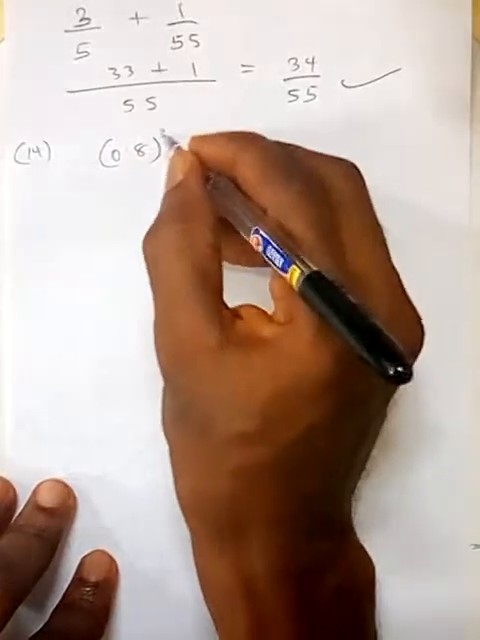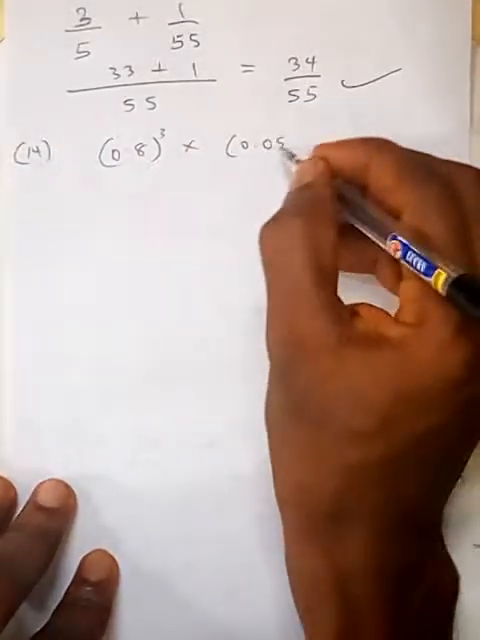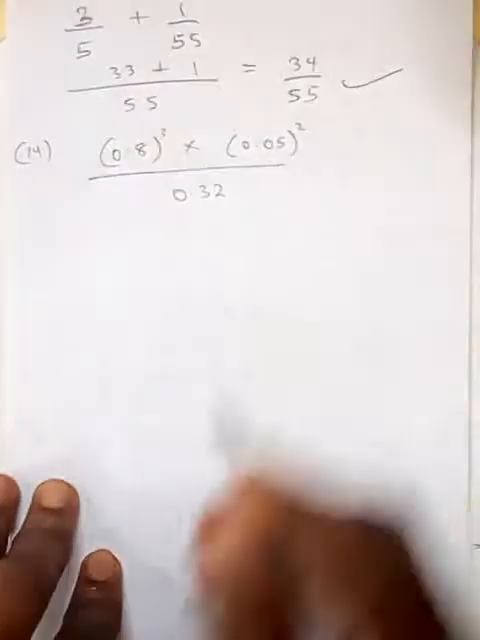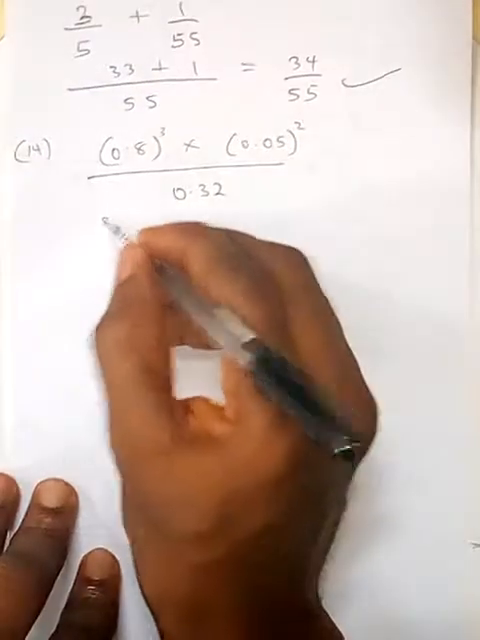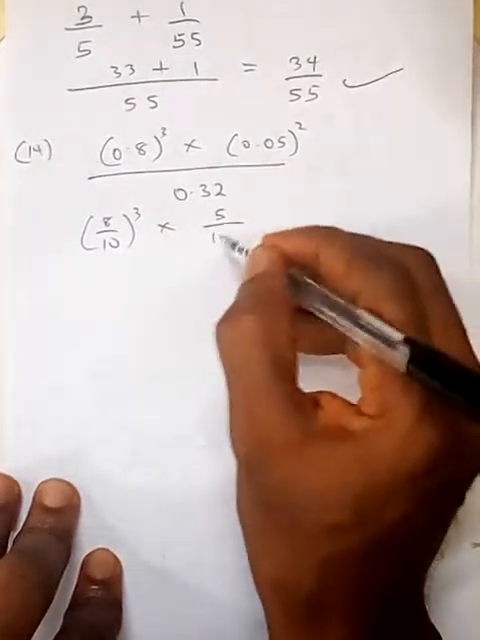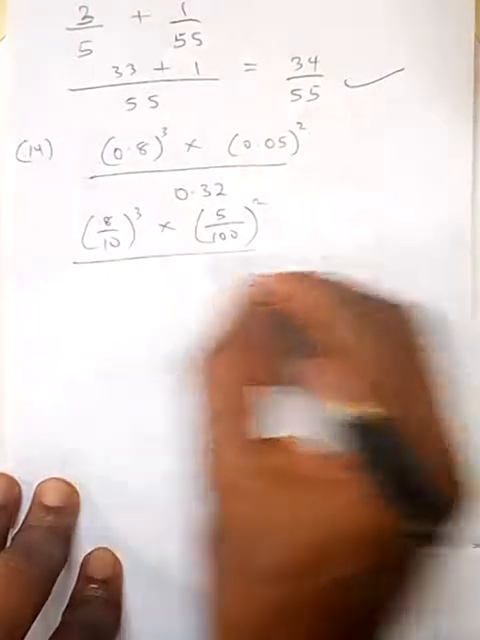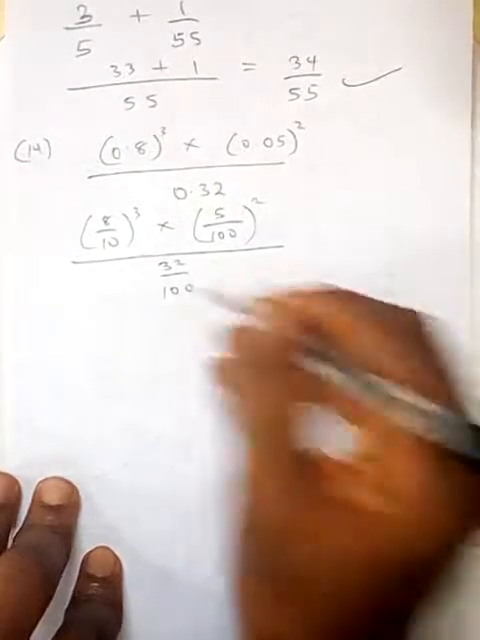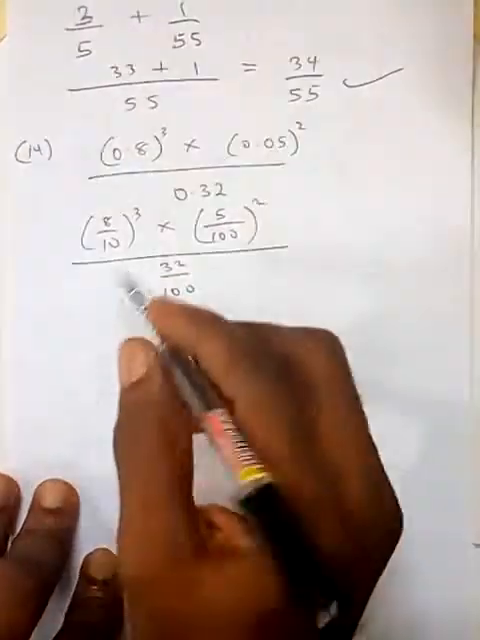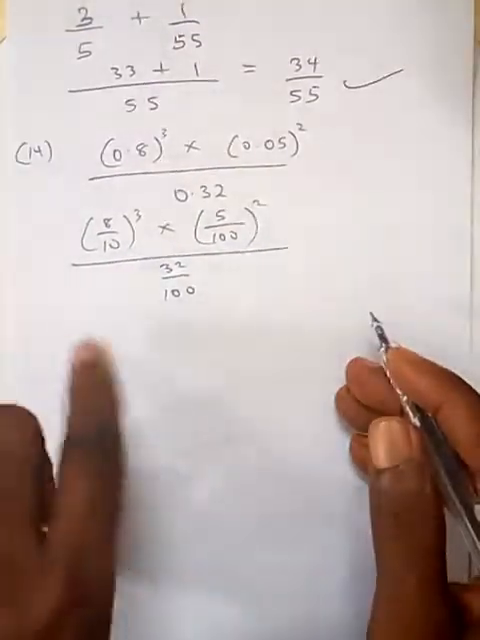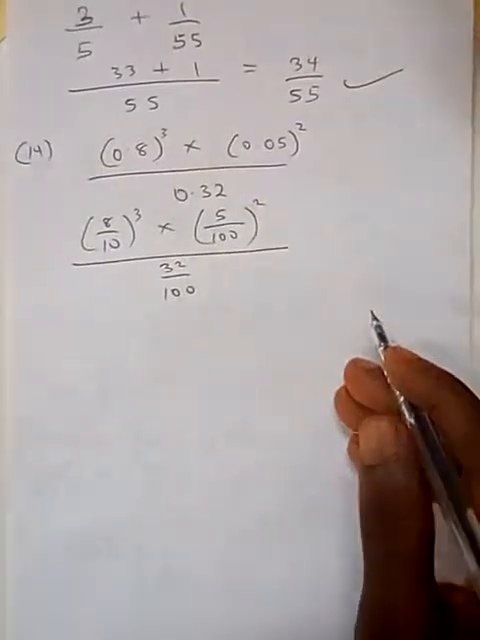Number 14 says simplify 0.8 raised to power 3 times 0.05 raised to power 2 over 0.32. Okay, 0.8 is 8 over 10 raised to power 3 times 0.05, which is 5 over 100 raised to power 2, over 0.32, which is 32 over 100. Now we can cancel here. Even if you don't cancel, you see that 8 and 32 here.